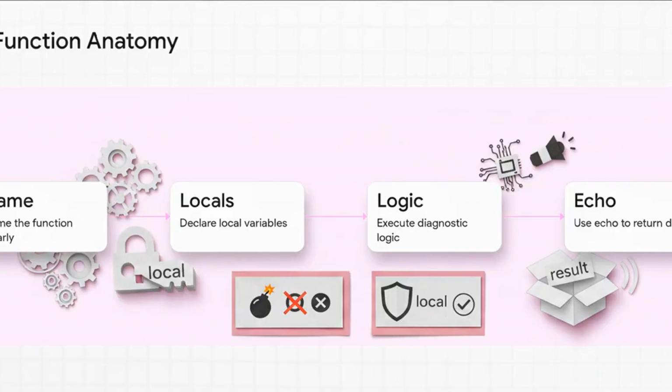You must declare your variables as local. If you forget to use that local keyword inside your function, those variables become global. They will overwrite variables with the exact same name in the rest of your script, causing massive, impossible-to-trace bugs.